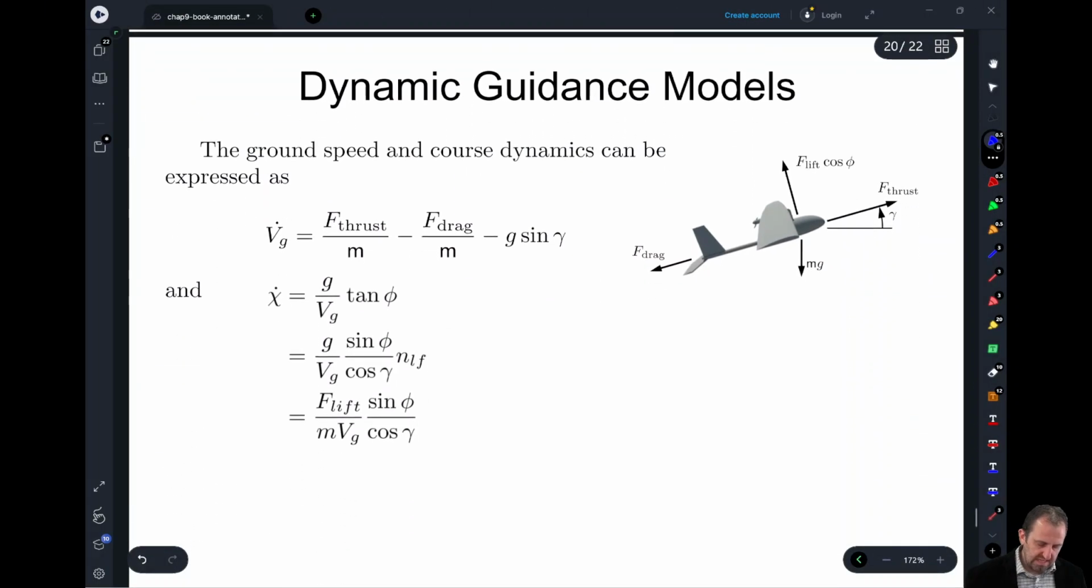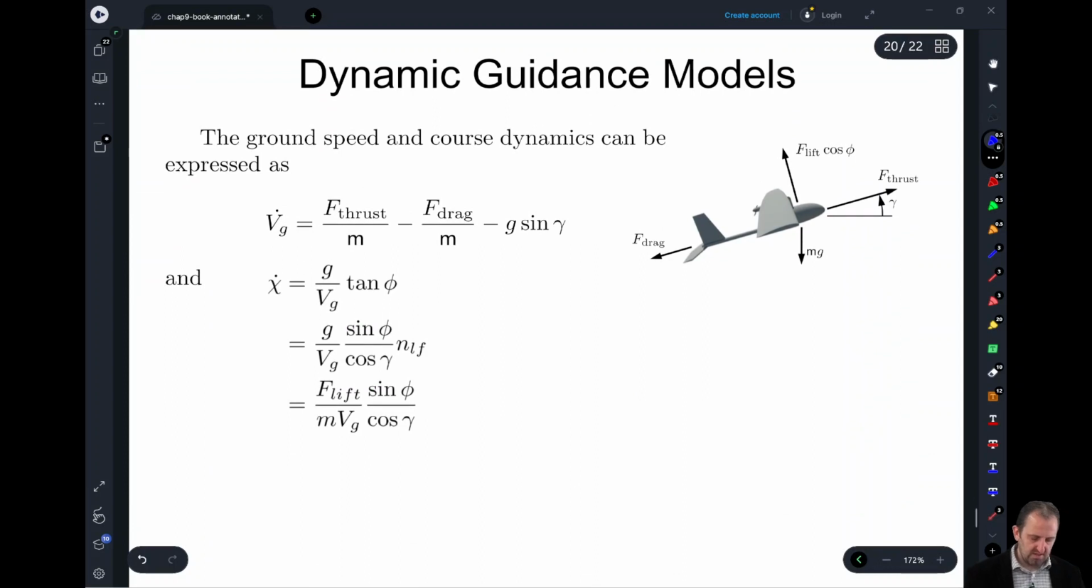So we have these two relationships that we can deal with. First, from Newton's second law, we can derive that the ground speed velocity derivative, in other words, our acceleration, is just equal to the force of thrust over mass minus the force of drag over the mass minus g times sine of our flight path angle.